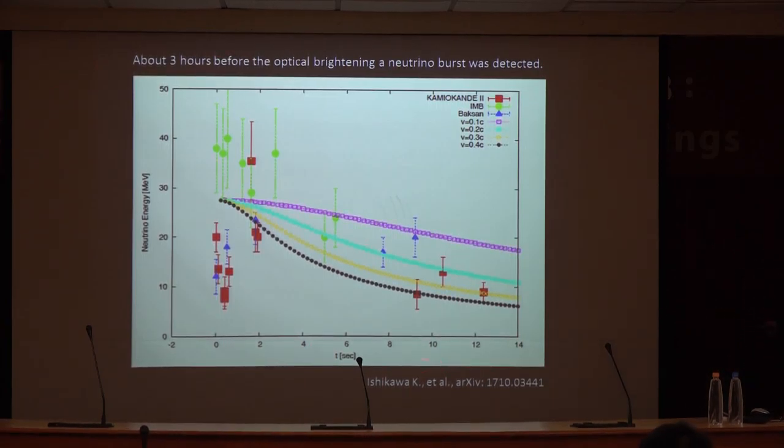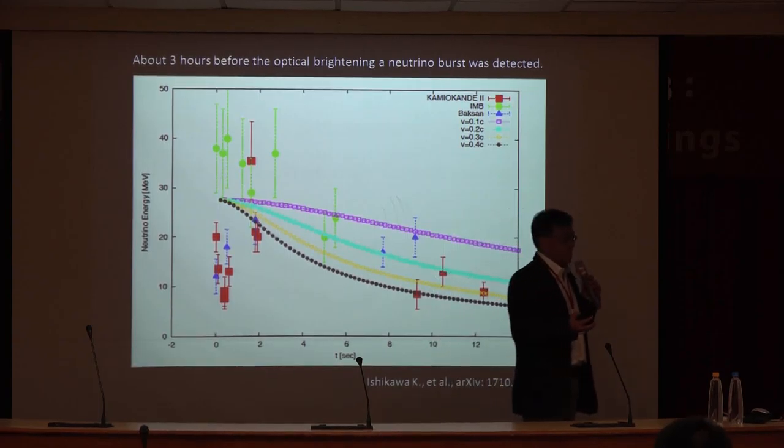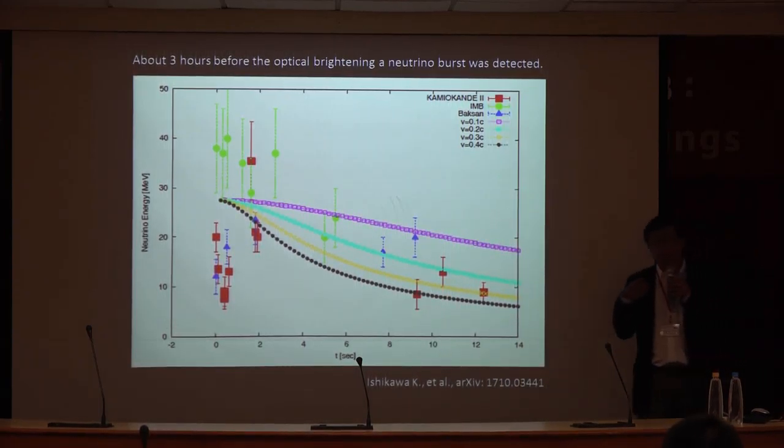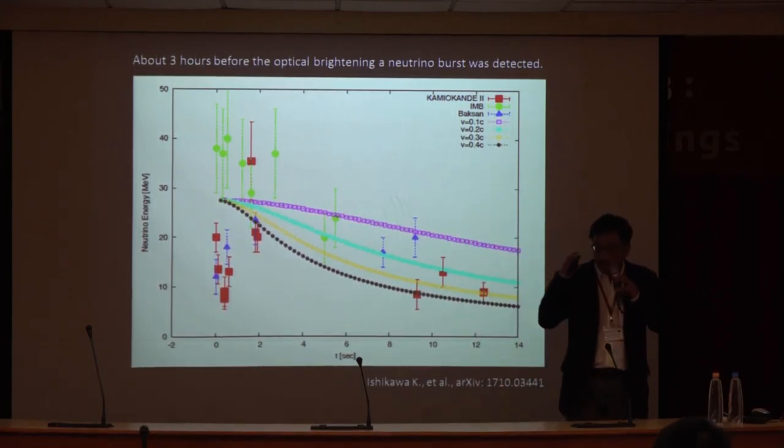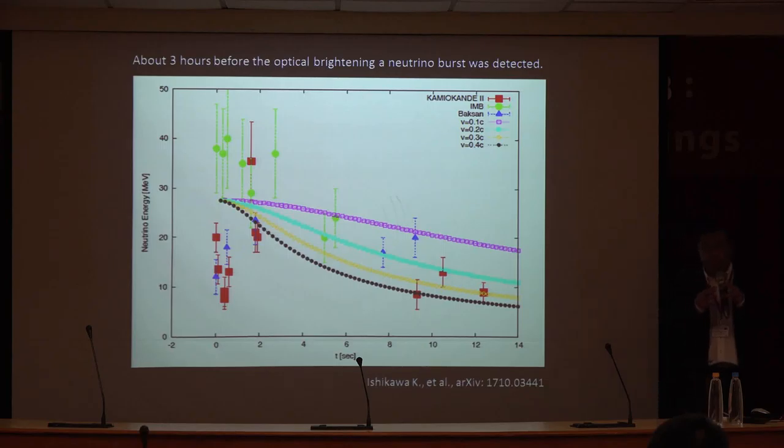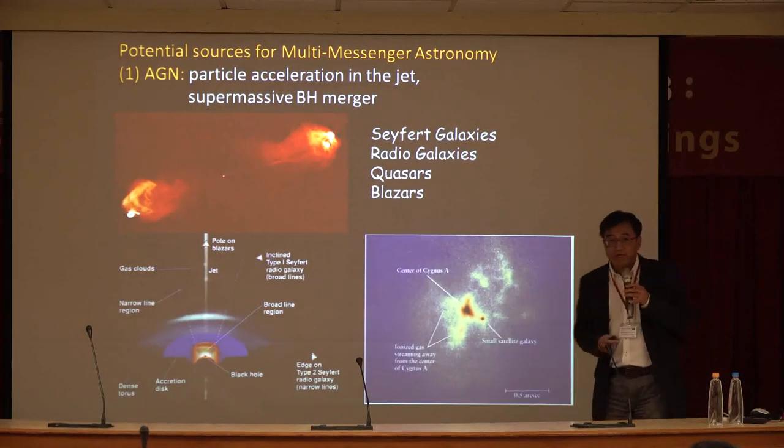And I took this figure from this reference because they are talking about a model with different core bounce speeds. They have their model with different speeds. They predict neutrinos should go like this in energy, and so on. So that means the measurement of these neutrinos, along with their energy evolution, gives a very strong constraint on the supernova explosion models. So this is a very good event, but unfortunately, the uncertainty here is large. So we should wait for the next one.